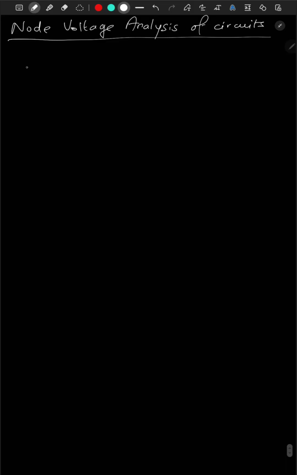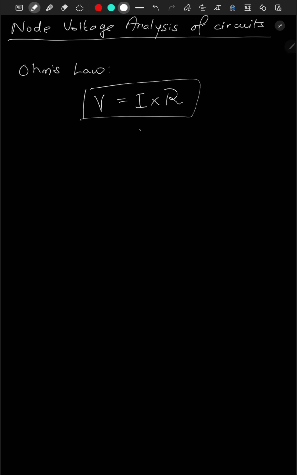So you know that Ohm's law is written as the potential difference is equal to the current multiplied by the resistance R. And this can also be written as I equal to the potential difference divided by the resistance. You should also know Kirchhoff's current law, KCL, which is that the sum of current in is equal to the sum of current out.